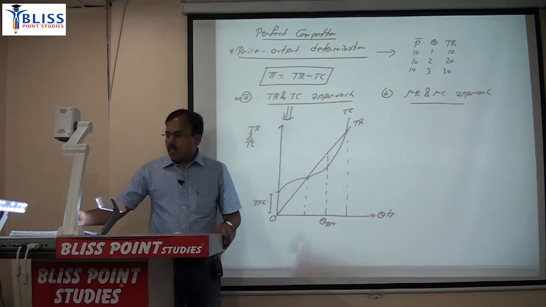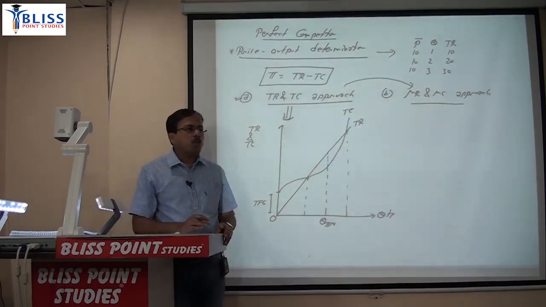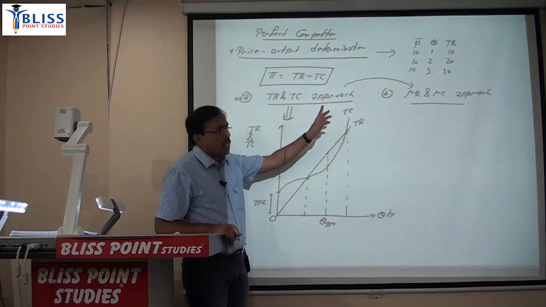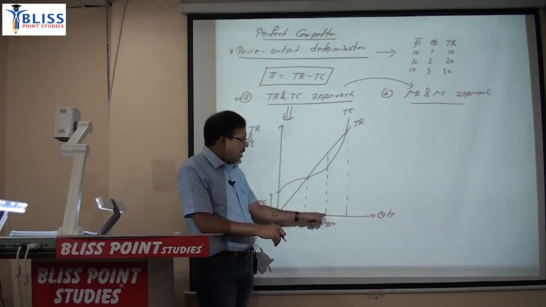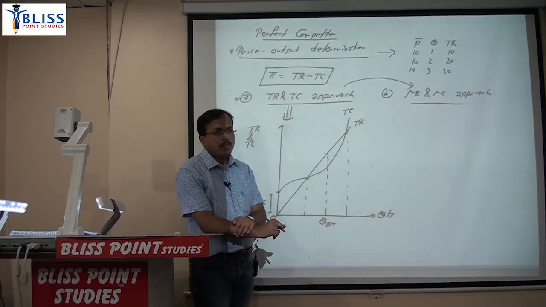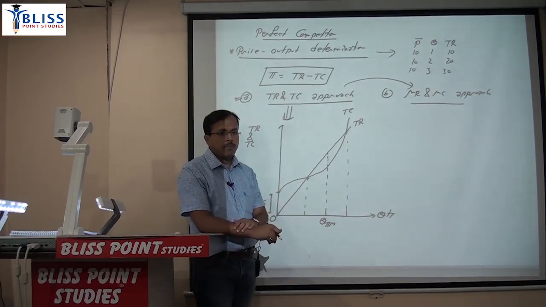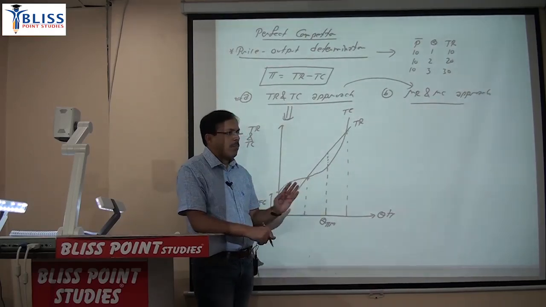But is second approach supporting the first approach? These two approaches are the same, it is just a different way of explaining. Can we say that at this quantity MR is also equal to MC? Can we say MR equal to MC? It must be, because else there will be no equilibrium. It must be, MR must be equal to MC. So can we say that at this quantity MR is equal to MC?